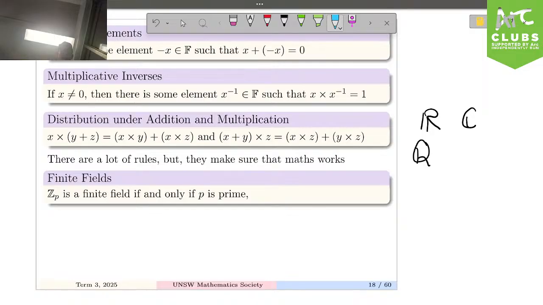So firstly, Zp is a finite field if and only if p is prime. So earlier I had Z10. This would not be a field. You would be able to find some kind of contradiction between the axioms and Z10, so not a field.